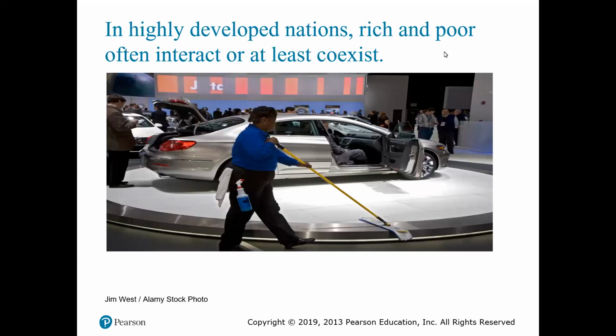Something to think about is that in highly developed nations, rich and poor often interact or at least coexist. We might not see what many different classes are, but we know that they're there. This picture here looks at a number of wealthy white men who are checking out very expensive cars at a car show, and you see a Black woman who is cleaning the floor. So when we look at the class structure and the division, we're looking at someone who is part of the working class or the working poor class versus those who are in the upper middle class or even the upper class.